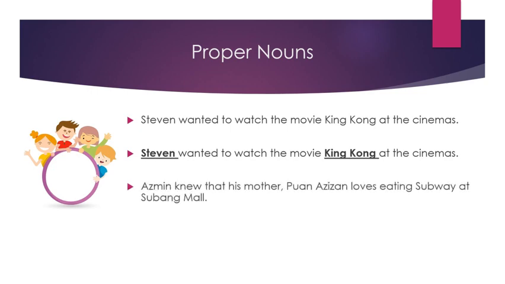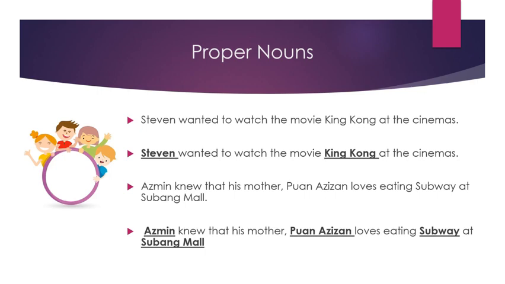All right, let's look at another example. Azmi knew that his mother, Wan Azizan, loves eating Subway at Subang Mall. What is the proper noun here in this sentence? Can you make a guess here? If you guessed Azmi, Wan Azizan, Subway, and Subang Mall, then you are correct. All these are proper nouns. They are very specific. Here we go, that's the correct answer right there. All right, that is proper nouns.